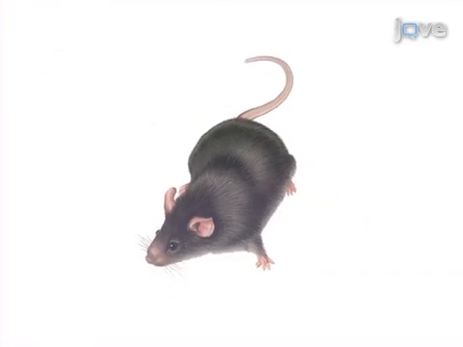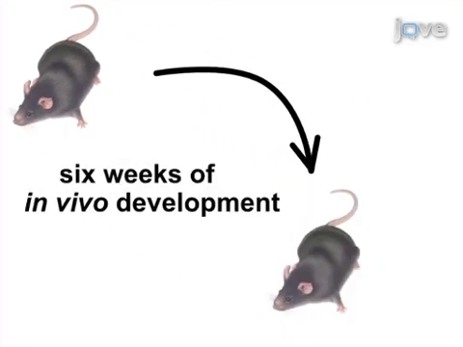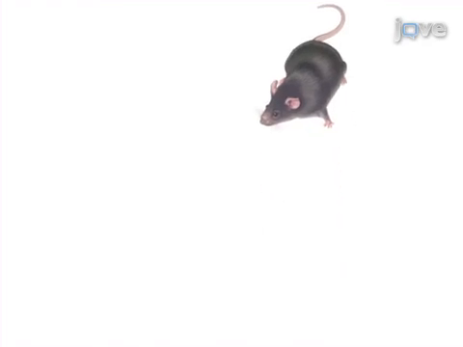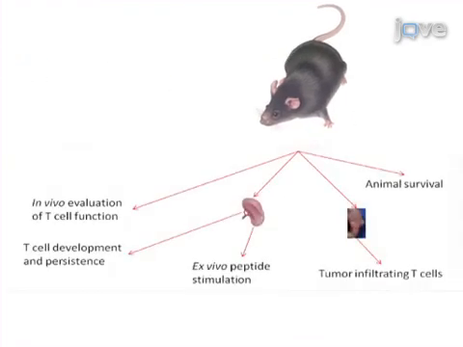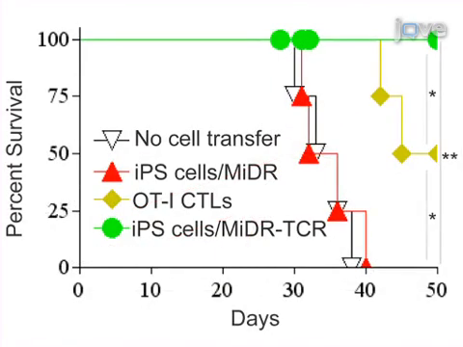After 6 weeks of in vivo differentiation, the mice can be challenged by intraperitoneal injection with EG7 tumor cells, and then the antigen specificity of the iPS-derived T cells can be evaluated. Ultimately, the iPS cells can differentiate into both conventional and antigen-specific T cells, the latter of which are able to protect animals from tumor challenge.